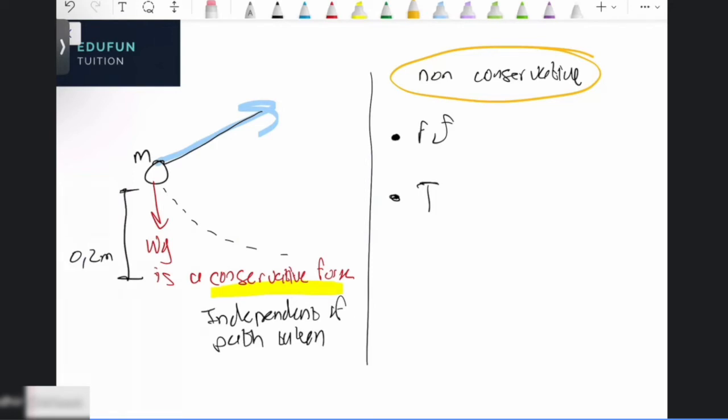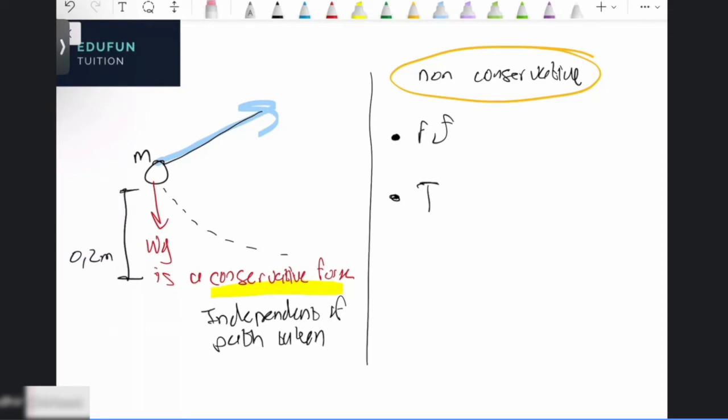If it is dependent on the path taken, it means, for example, for friction, if we are moving in that direction, friction goes this way. If we are going in that direction there, friction must go in the opposite. So that's telling us that it depends on the path taken. Same goes with tension. Depending on which direction you go, tension will change. For example, if this tension was going that way for this block, for the other block tension is going the other way. It's dependent on the path taken.